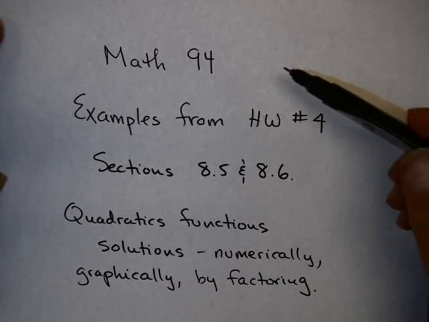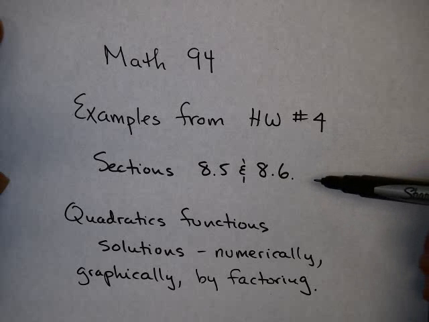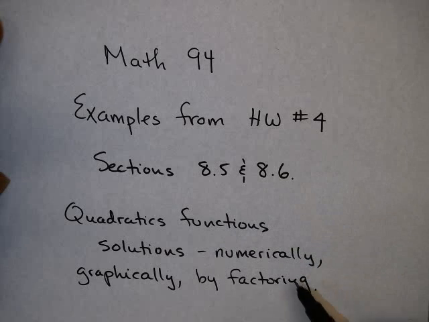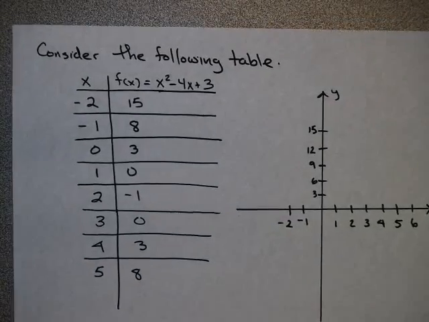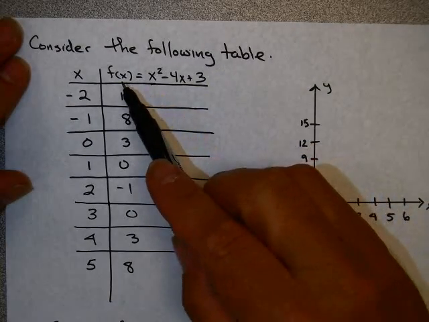In this video for Math 94, we'll be looking at examples from homework number 4, covering sections 8.5 and 8.6. The topic is quadratic functions, finding solutions numerically, graphically, and by factoring. So, let's take a look at the following table. We're going to draw a little graph of this quadratic function.